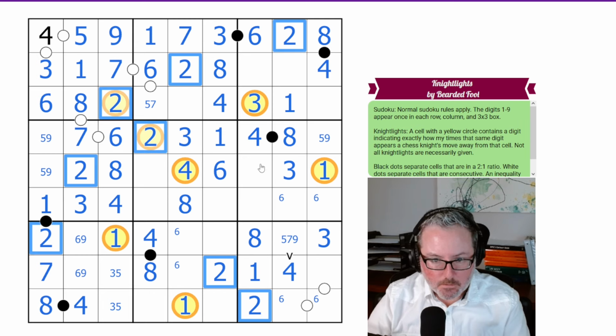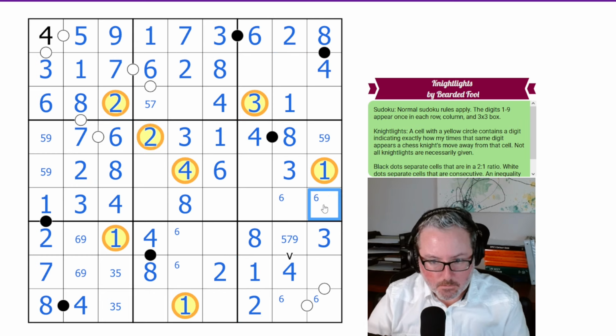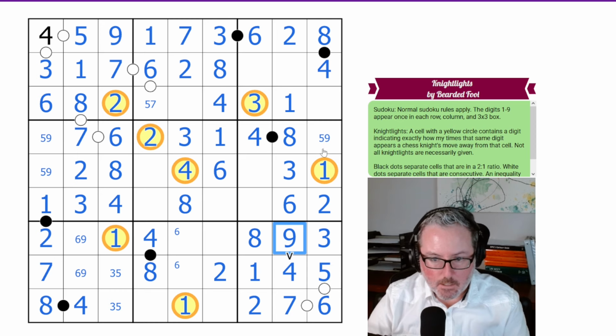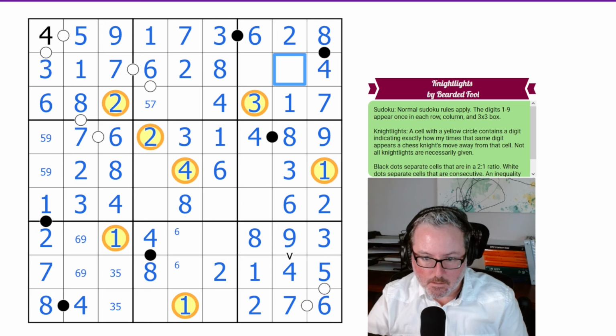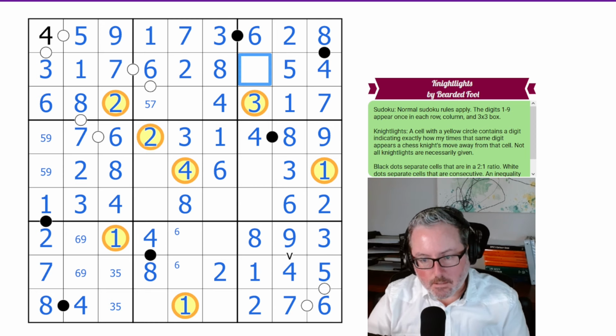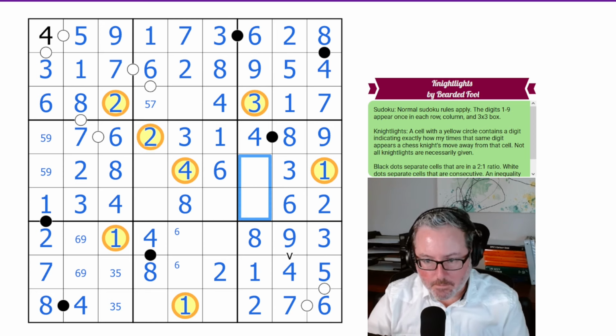Did I finish my 2s? No 2s. No 2s. This is 2. This is 6. This is 6. Go away. These have to be 5 and 7. There's a 7 here, so this is 5 and 7. This forces that to be a 9. That has to be a 9. This has to be a 7, and this has to be a 5. Now this has to be 9, and we are wrapping this one up.